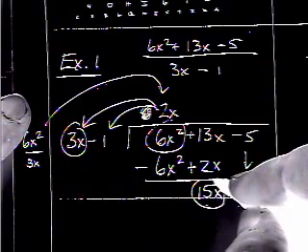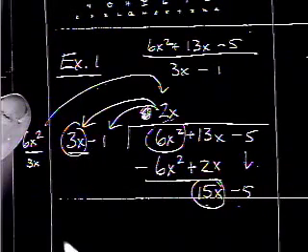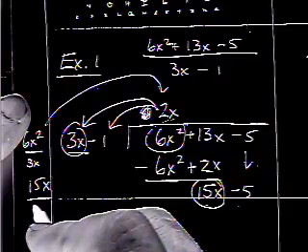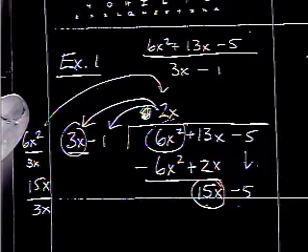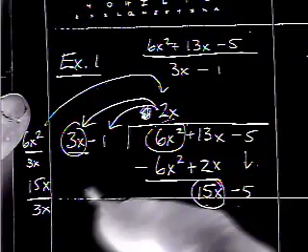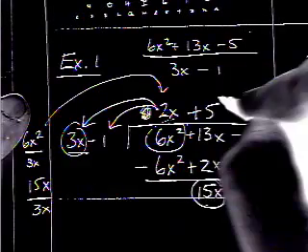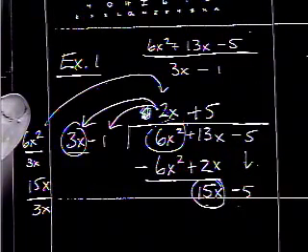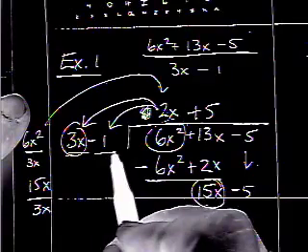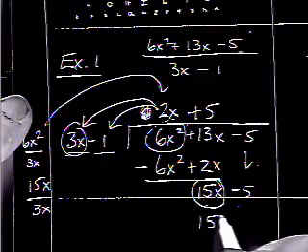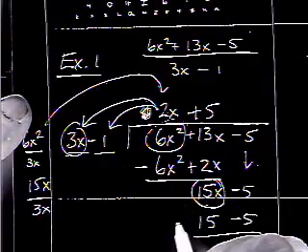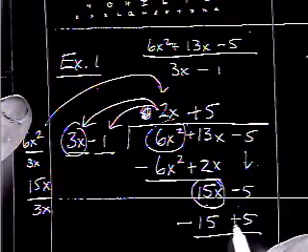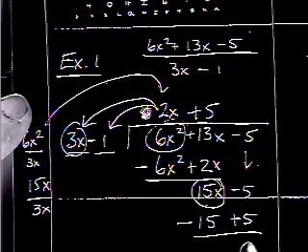Take the first divided by the first. So 15x divided by 3x. That is 5. So that will go next to the 2x on the top. Now I'm going to multiply 5 times both of these things. 15x minus 5. Distribute the negative 1. Add.